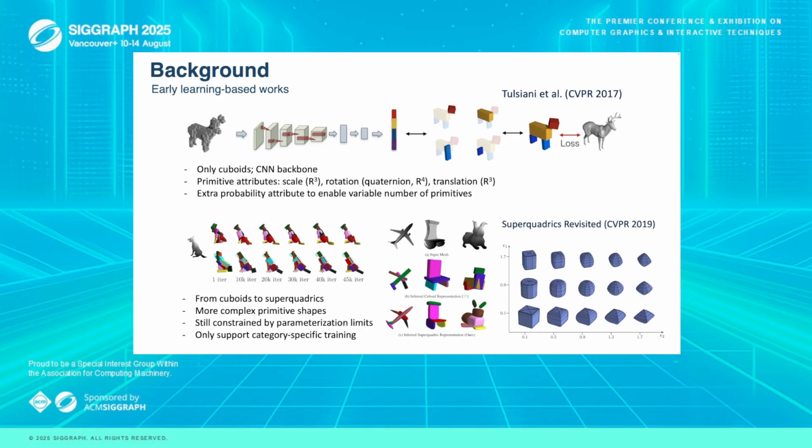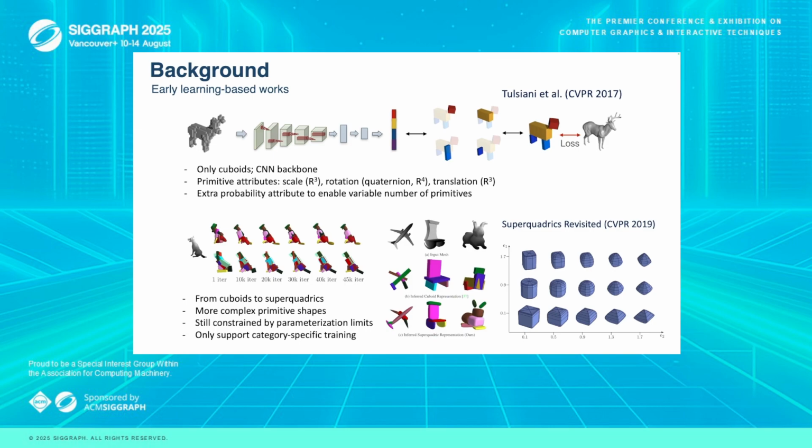First is the CVPR 2017, which first used CNN for shape primitive abstraction but only support cuboids. It also introduced probability attributes, enabling the network to dynamically adjust the number of cuboids. However, as we can see from the results, these methods' reconstruction fidelity is actually quite low, and cuboids have limited expressive capability, making it difficult to model more complex shapes.